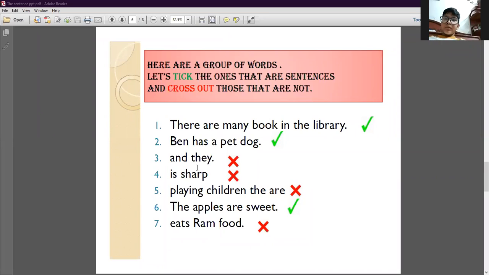There are many books in the library. So this is a complete sentence. This is a group of words, yes, but it gives a complete meaning. There are many books in the library. Okay, students, so this is the correct sentence.